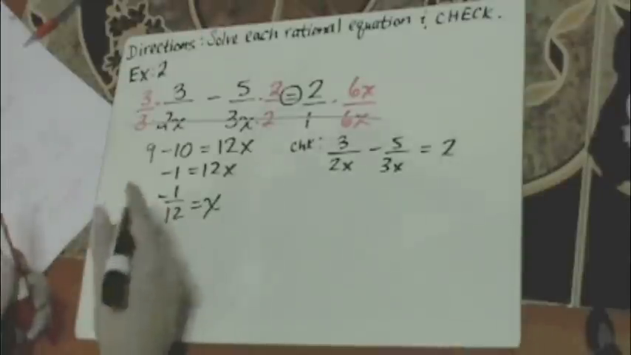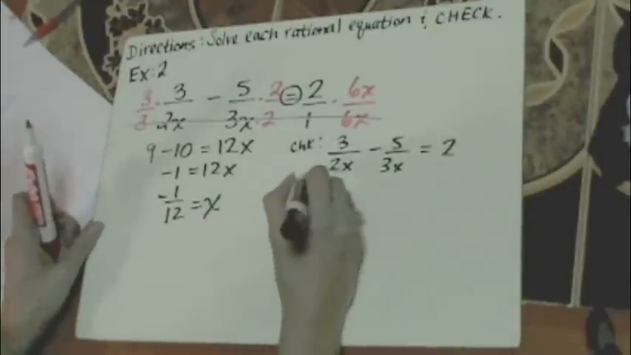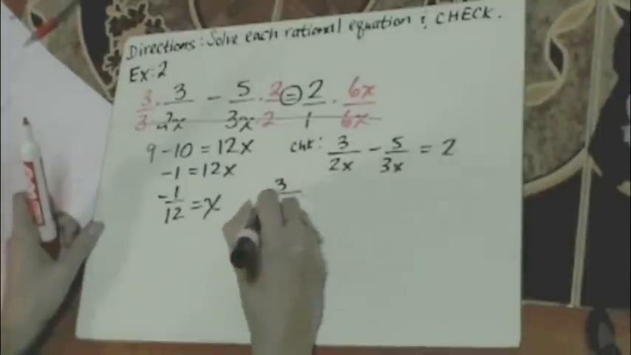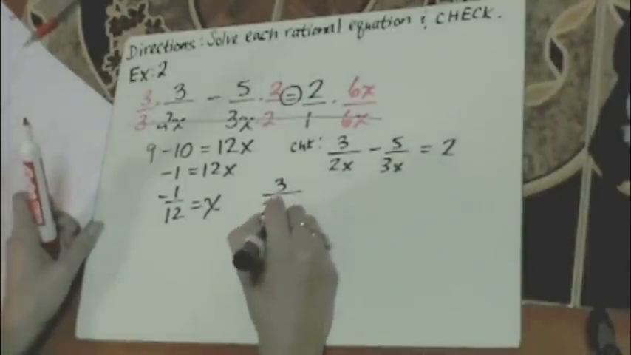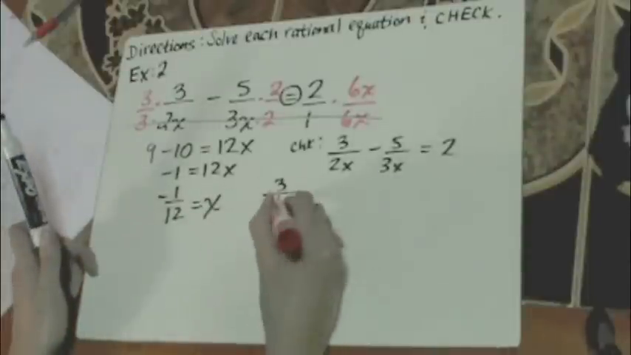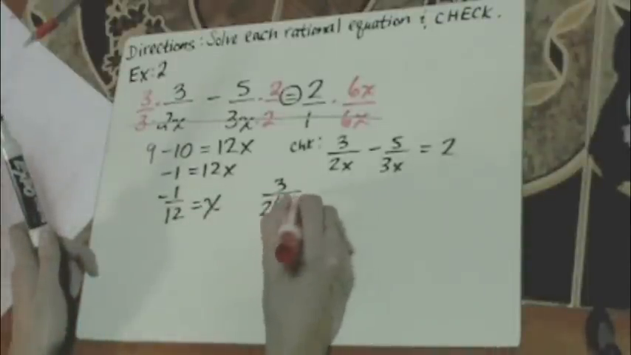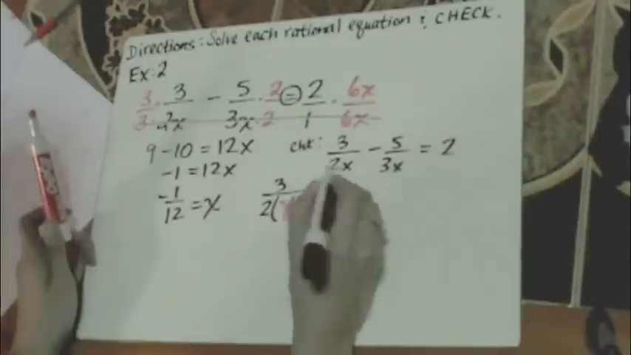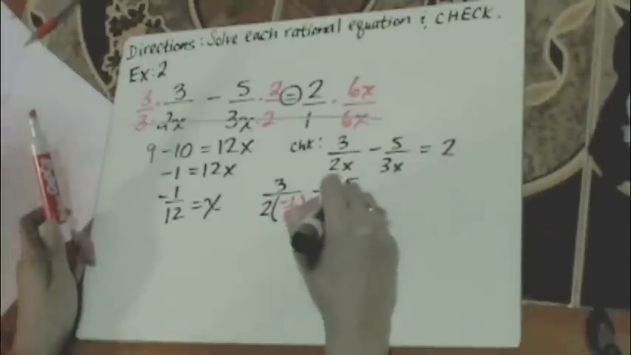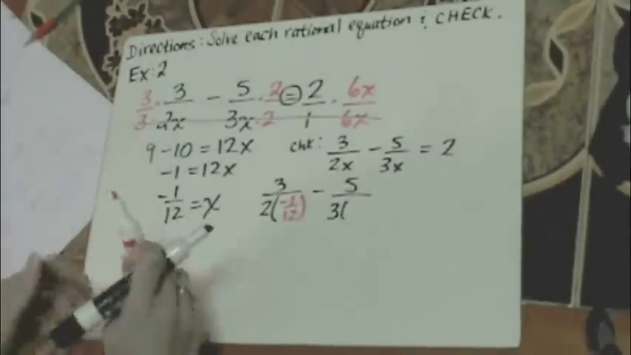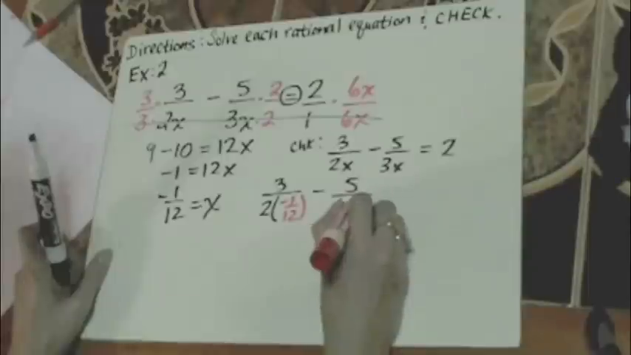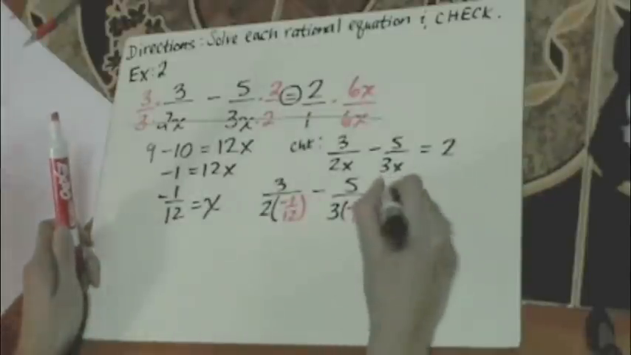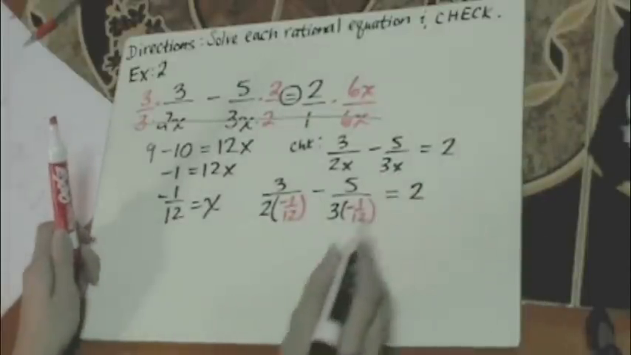So we need to substitute in negative 1/12. So we're going to plug and chug. I'm going to move this over here. So I've got 3 over 2 times negative 1/12 right in there, minus 5 divided by 3 times negative 1/12 for my check in there. And I want to know if it's going to be equal to 2.